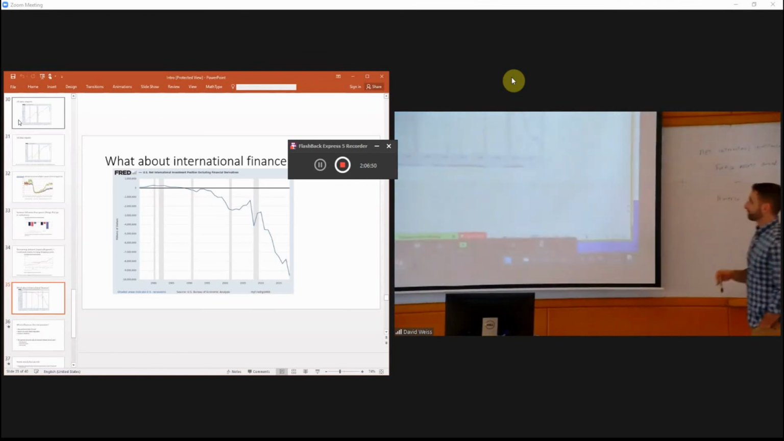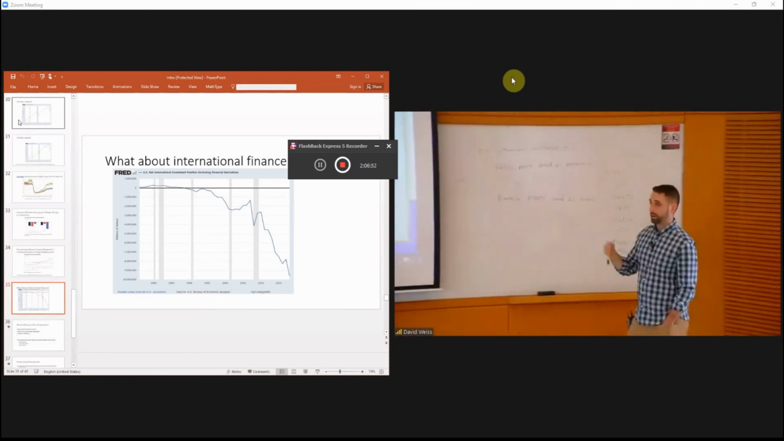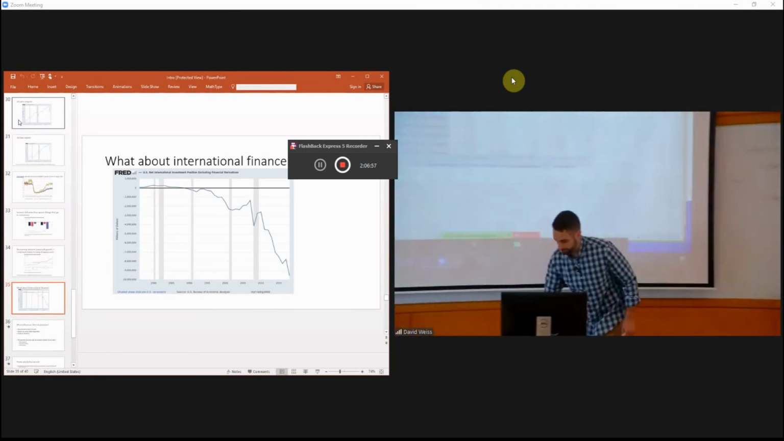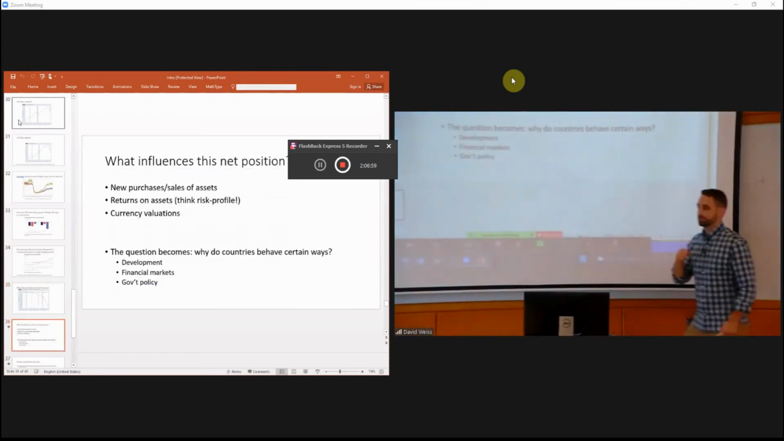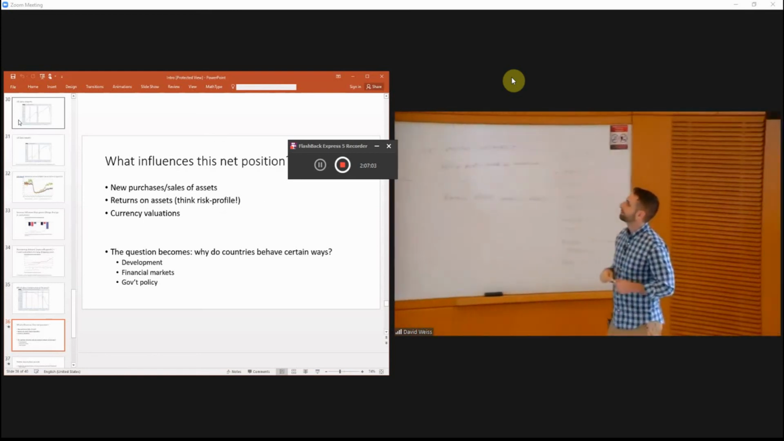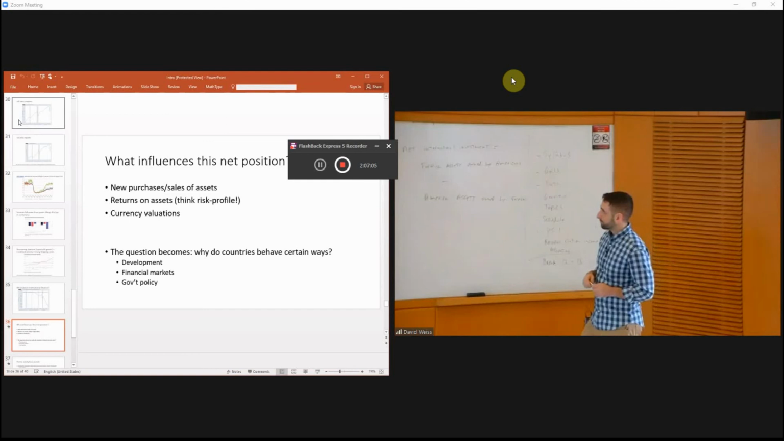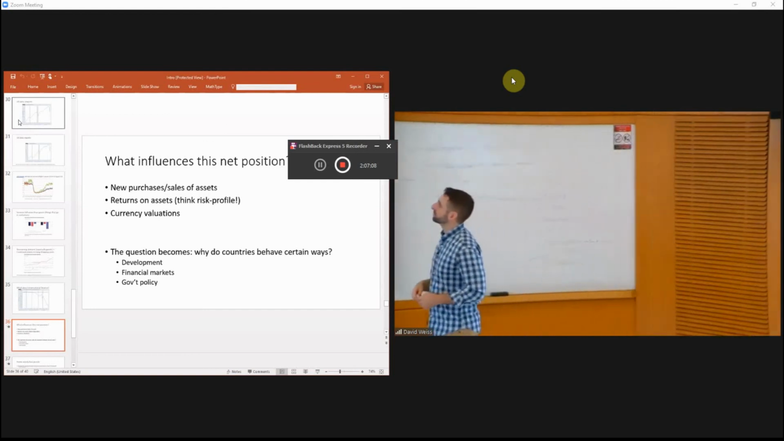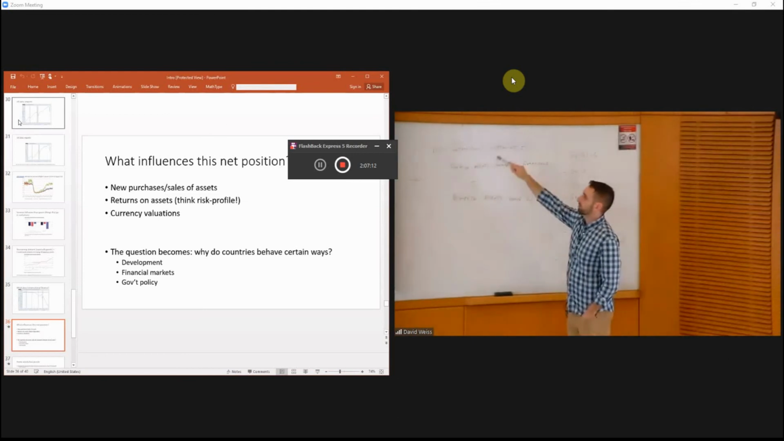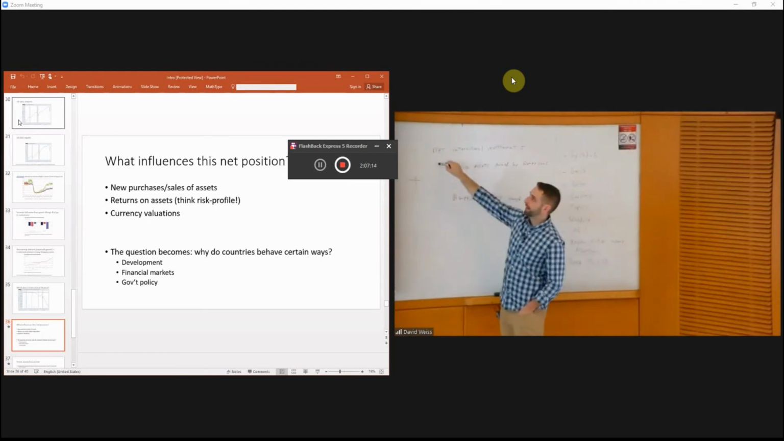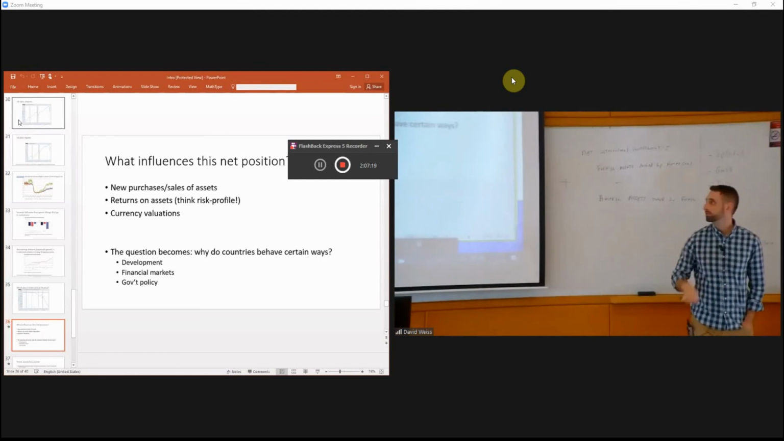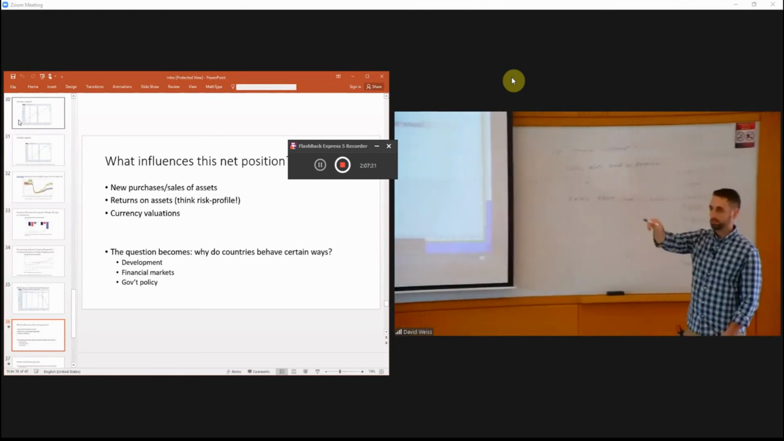So we are going to talk about this more next week. Let me give you a little bit of a preview. So that's bullet number 2, what you just said. Okay, so what's influencing this position? Well, what changes this position is whenever people buy or sell assets, this is going to change. So you can think about the flow of savings. Return on assets is a big deal.